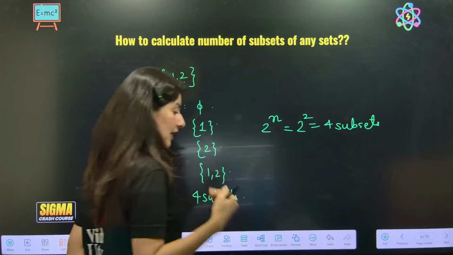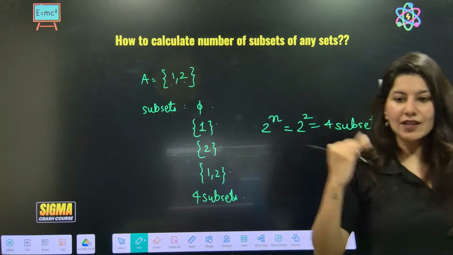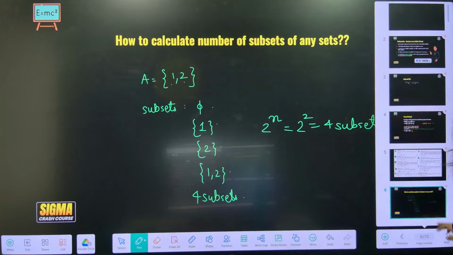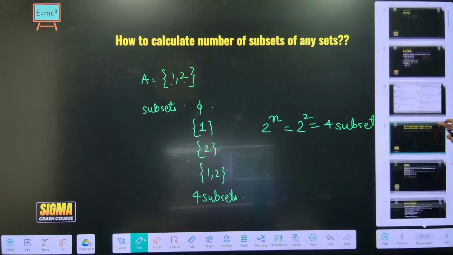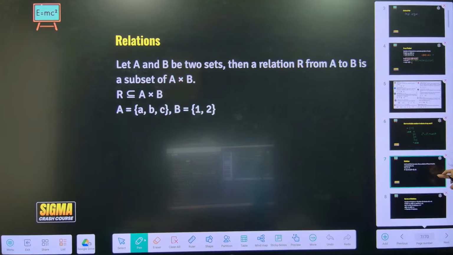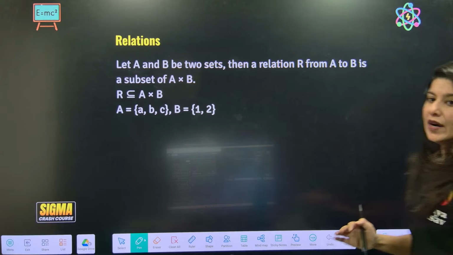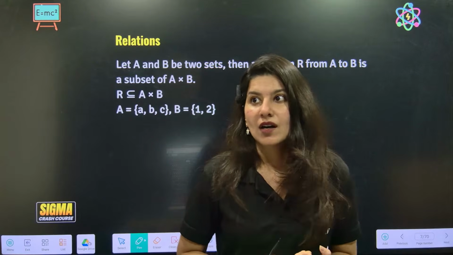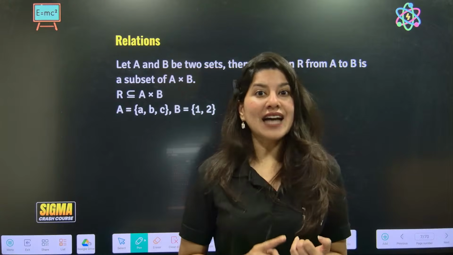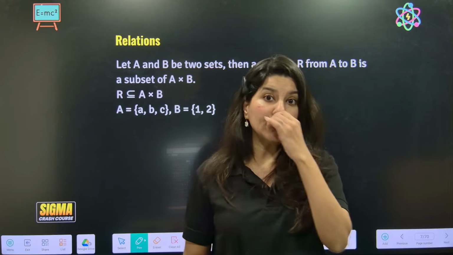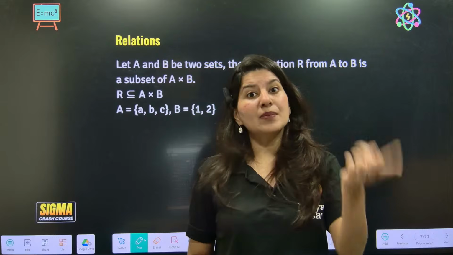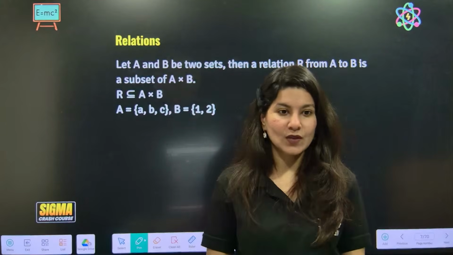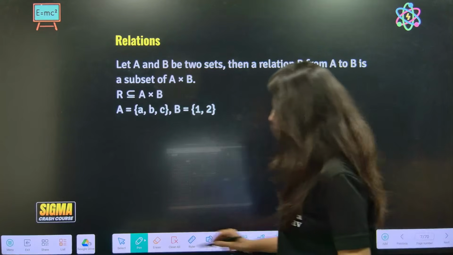Okay, ma'am, what are you doing? I am trying to recall everything from the sets chapter. Okay, all right. Now we'll connect all the dots of ordered pair, of cross product, of how to find the cardinality of cross product, or how to find the subsets of any set. Why are we even studying this? So let's talk about it.